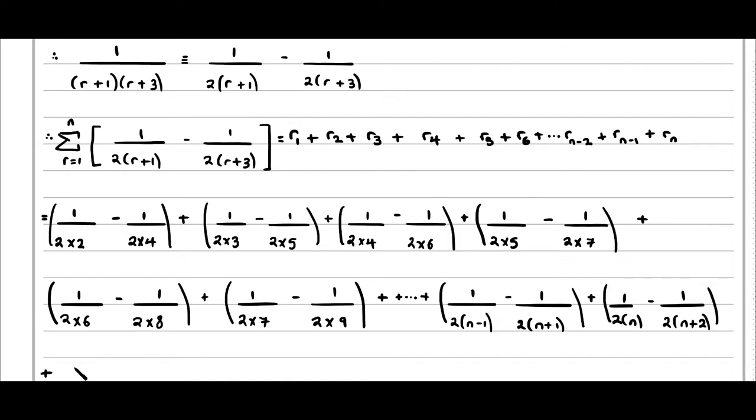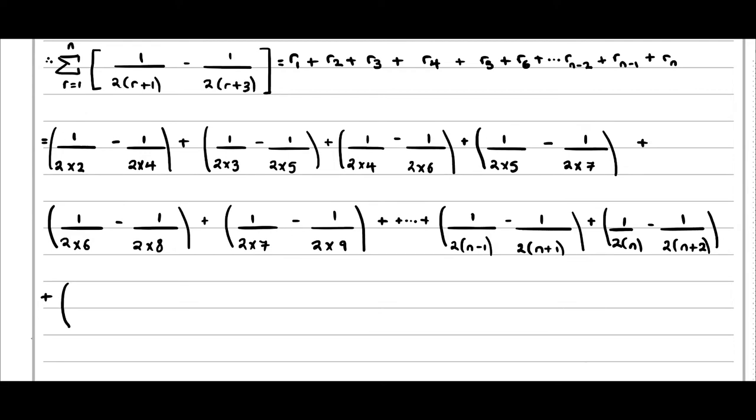And finally, when r is equal to n, we have 1 over 2 lots of n plus 1 minus 1 over 2 lots of n plus 3. And with the method of differences, we have to see which terms cancel out. So first of all, let's suppose that there are 9 terms, and let's ignore the dot dot dot. You'll notice this term and this term cancel. You'll notice this term and this term cancel. You'll notice this term and this term cancel.